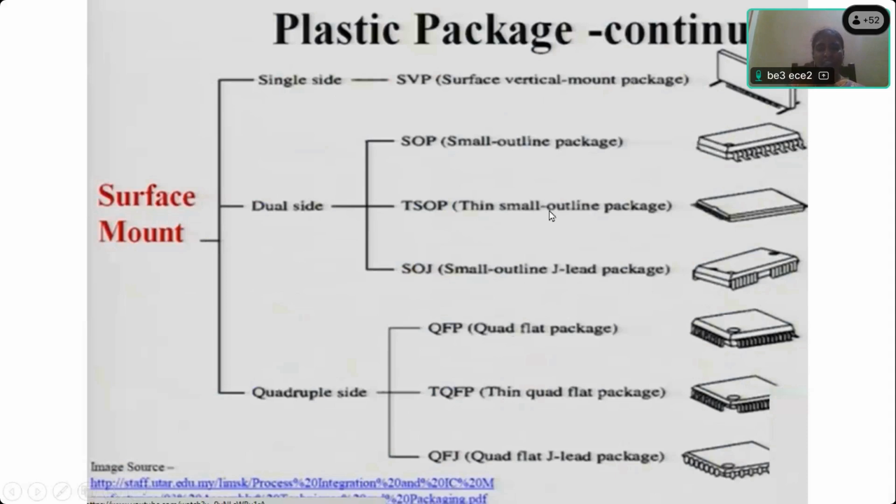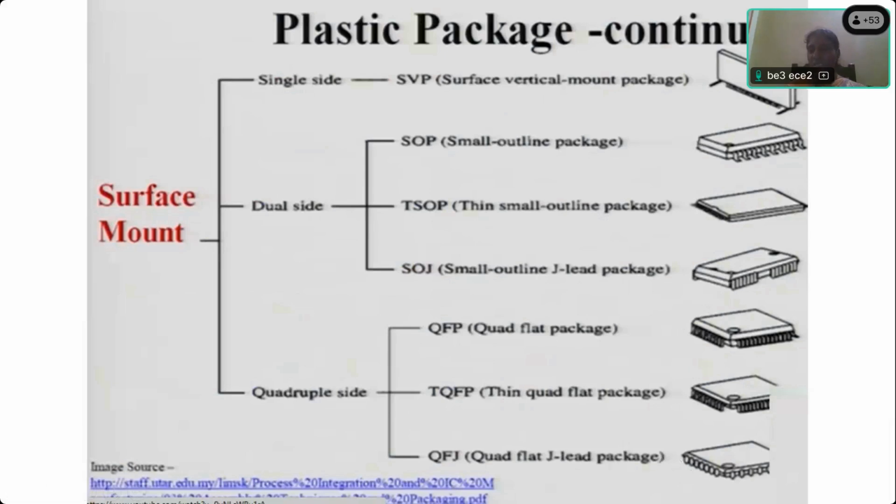Okay, and thin small outline means very thin pins are there, and they are also available as an outline package. Here J type, the pins are in the model of J type. Okay, that is called a small outline J type. And quad also, quad means all the four sides pins are available. Thin quad means the pins are very thin, so it is the thin quad flat package. And if the pins are in J model, then it is called a quad flat J lead.